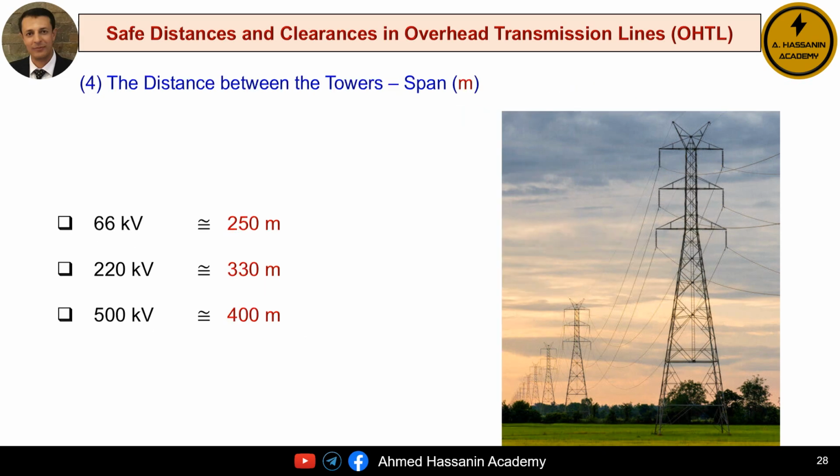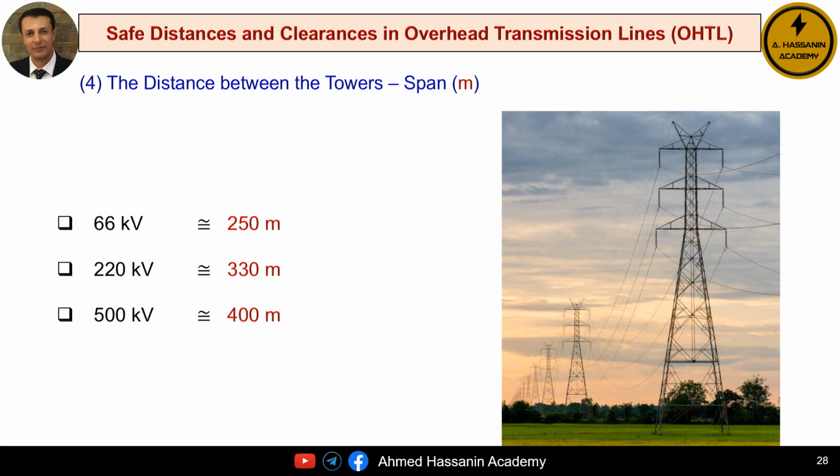The fourth point is the distance between the towers of overhead transmission lines along the length of the transmission line, or the distance between one tower and the next. This is what we refer to as the span. For example, in the case of an overhead line with a voltage level of 66 kilovolts, the distance between one tower and the next is approximately 250 meters.